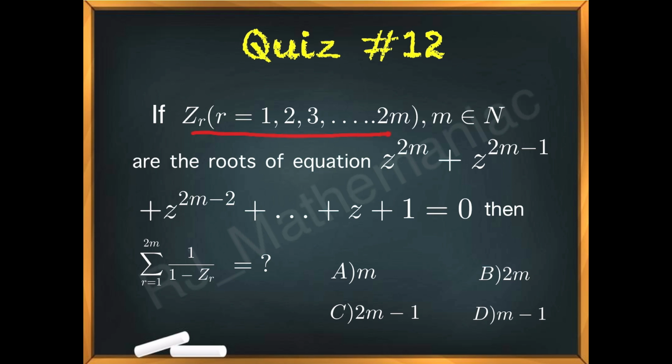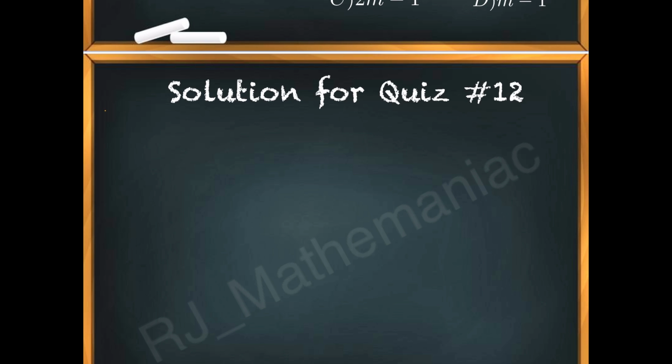Z_r, where r is from 1 to 2m, m belongs to natural numbers, and these are the roots of this equation. It has power 2m, so obviously there will be 2m roots for this. Now we have to find the value of the summation of 1 upon 1 minus z_r, where r is from 1 to 2m. So how can we find this? Let me explain the method 1.